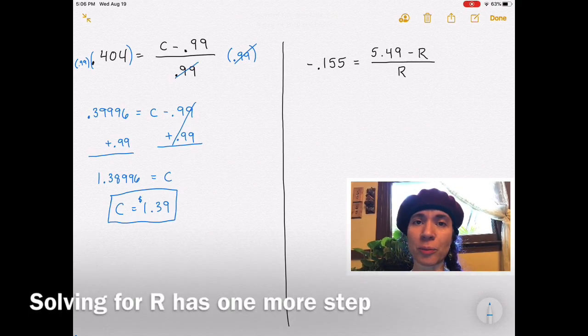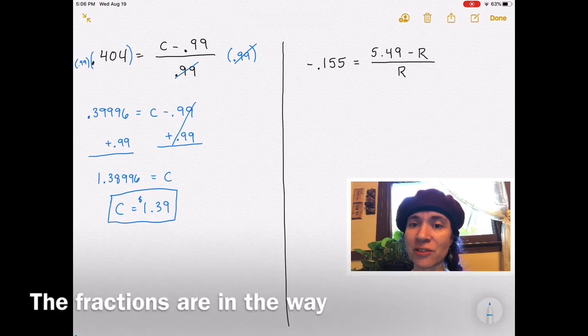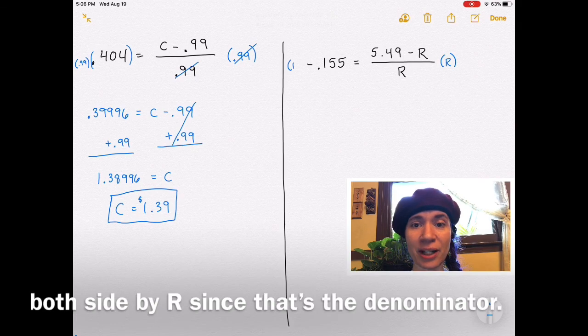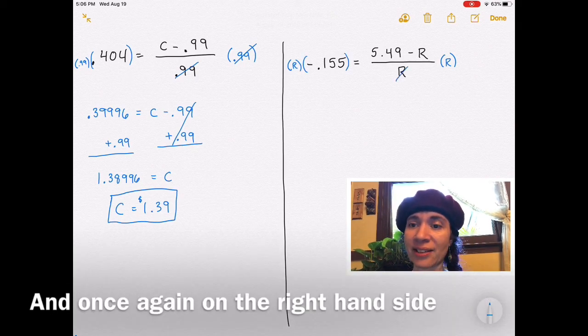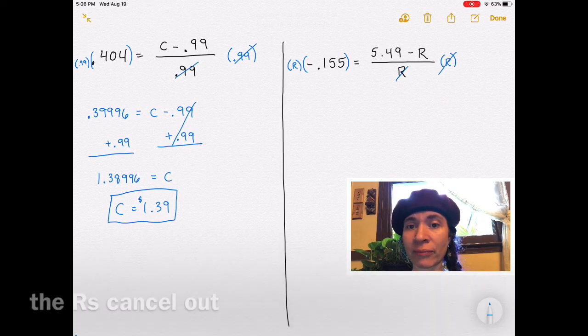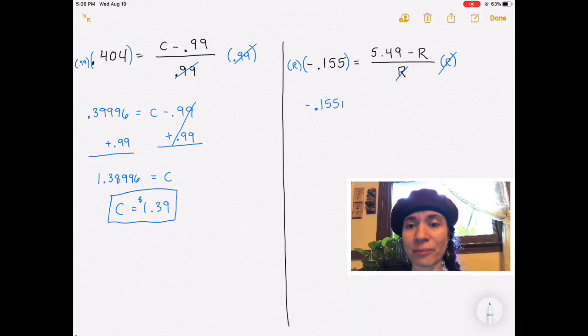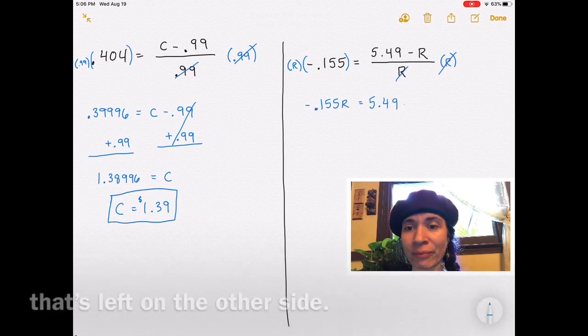Solving for R has one more step at the end, but it starts off about the same. The fractions are in the way, we want to get rid of them, so we multiply both sides by R since that's the denominator. And once again, on the right-hand side, the R's cancel out, and then on the left side, we multiply them together, and that's minus 0.155R. And then that still equals the 5.49 minus R that's left on the other side.